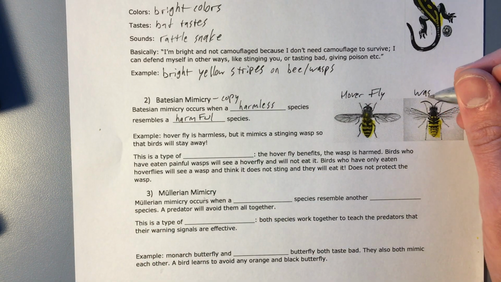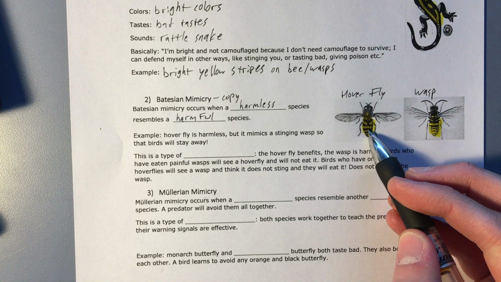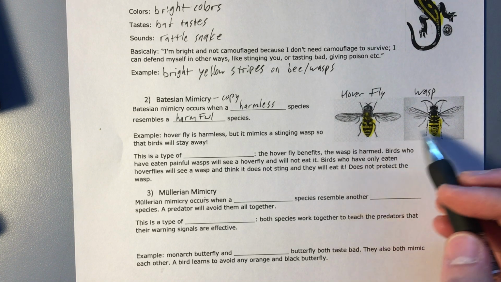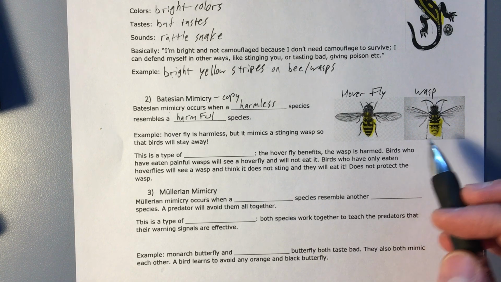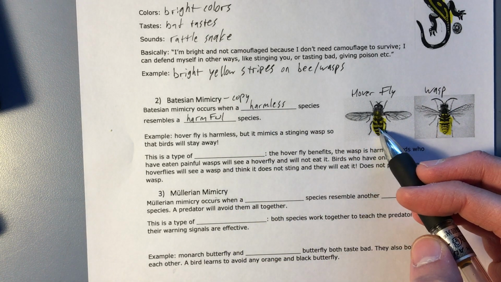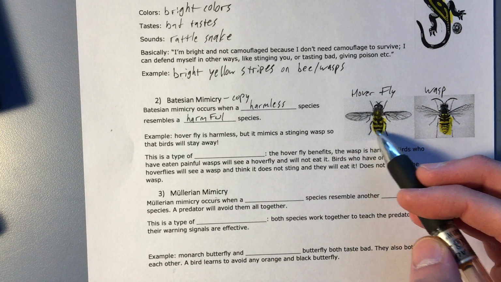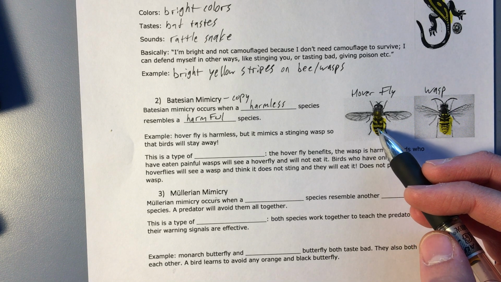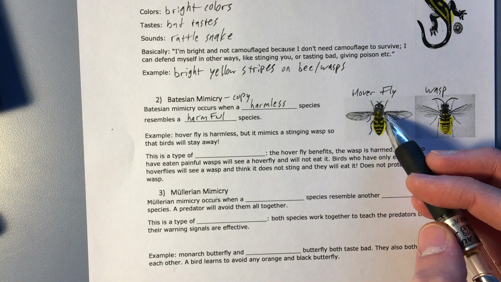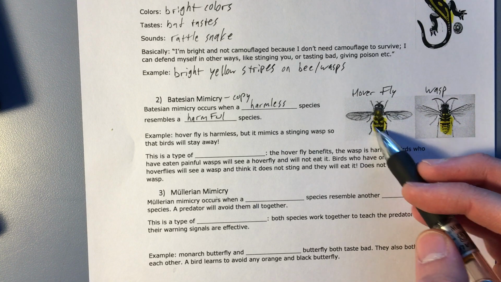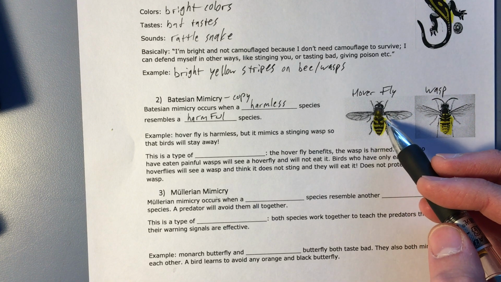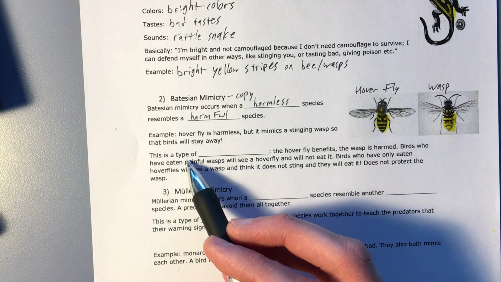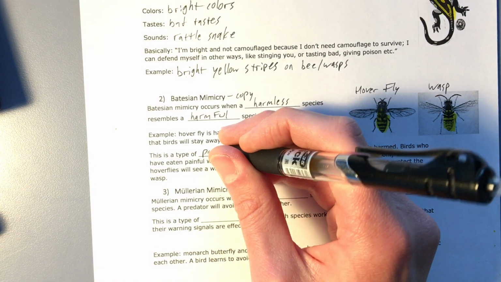This is a wasp. They both look very similar. They have yellow and black stripes. So the hoverfly is harmless, but it mimics the wasp, because when a bird sees a hoverfly, the bird's going to think, oh, maybe it's a wasp, I'm going to stay away. So it's kind of dishonest advertising, and that's actually the words they use, a dishonest signal. So this is actually a type of parasitism.